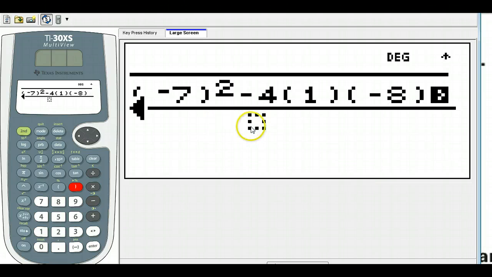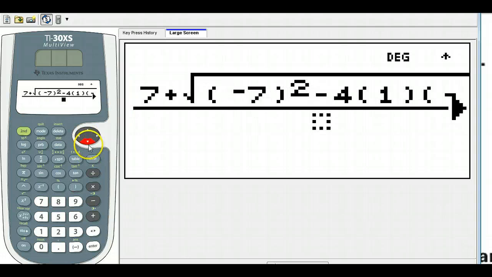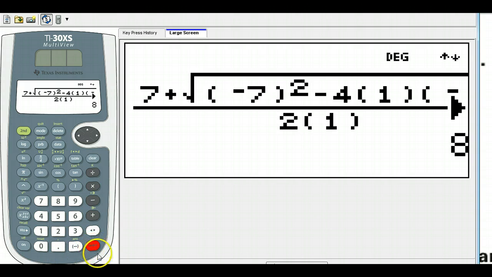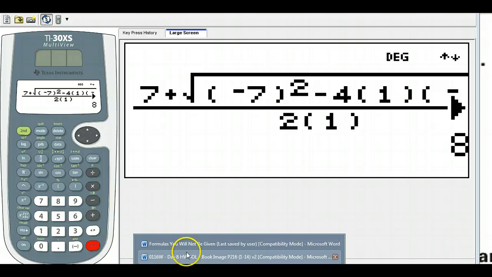Okay, so you can just type it all in your calculator. Hit your down arrow key, and now we need 2A. A is 1, and again, I didn't really have to put the 1. So there, you could type the entire quadratic formula into your calculator. And then you just hit enter. So you get 8. All right, so one solution to this equation is 8.